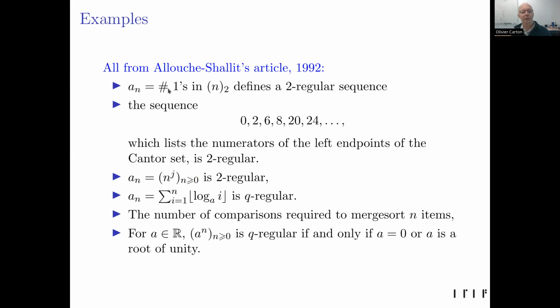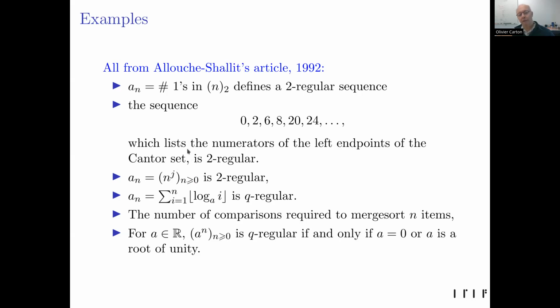So for instance, instead of taking the number of ones in the binary expansion of n modulo 2, we take really the number of ones in the binary expansion of n. And then it defines a 2-regular sequence. We will see how to compute that. If you look at the numerators of the endpoint of the contour set, it is also 2-regular. If you take, for instance, n to some fixed power j, then it is a 2-regular sequence.